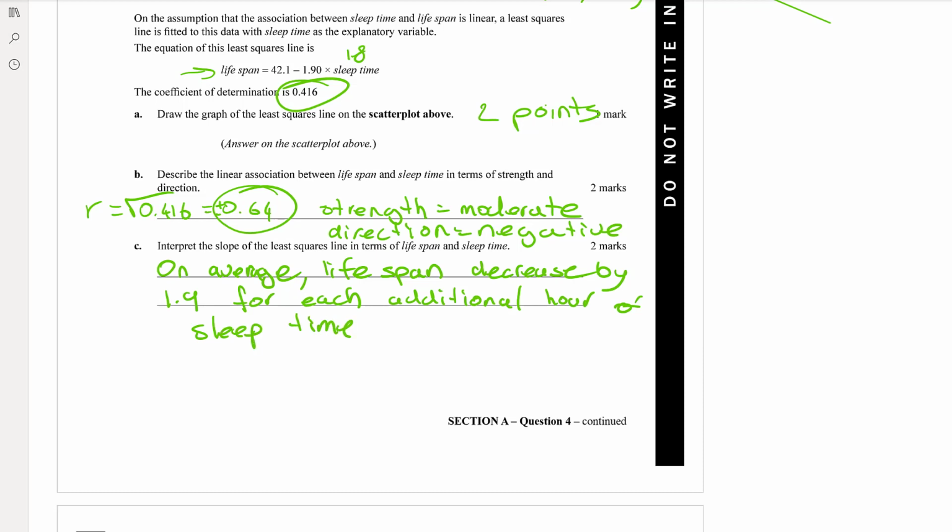The reason I said I'll come back to the 1.9: the 1.9 comes from that part there. That's your gradient, and it's a negative 1.9. That's why it's a decrease of 1.9 for each extra hour. Every time you put in an hour, it's 42.1 minus 1.9 times 1. If this is 2 hours, it'd be 1.9 times 2, so that's 3.8. So it's 42.1 minus 3.8. Each hour is an additional 1.9 years decrease. Okay?